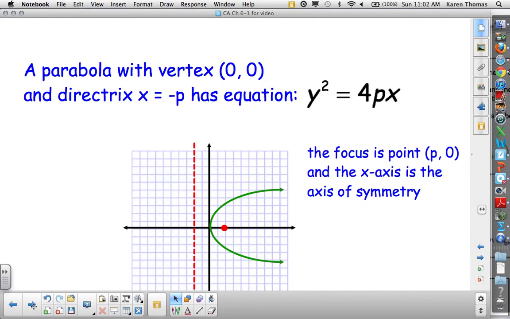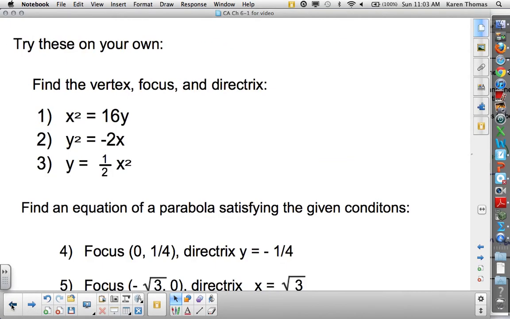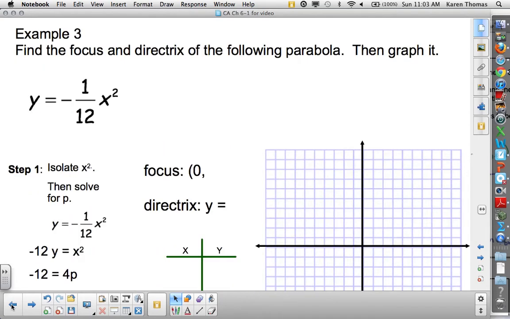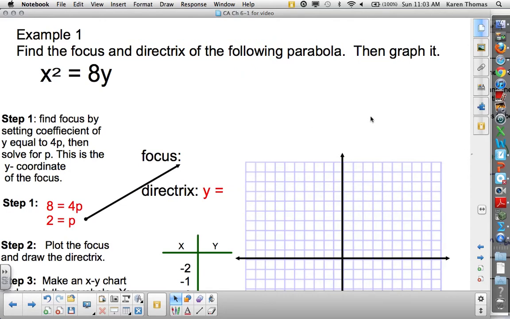Let's see how this works in an actual equation. Sorry about that, I'm not sure what happened. Here we're going to find the focus and the directrix of the following parabola, and then we're going to graph the parabola. I've listed the steps here, and I will explain them as I go through.